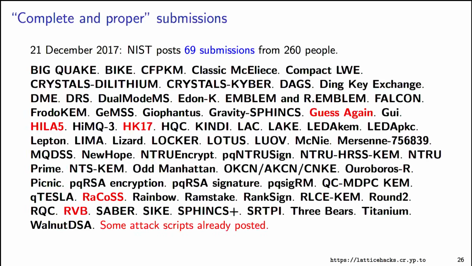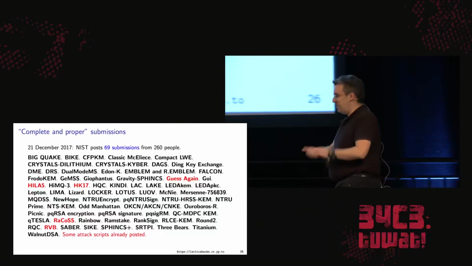3 hours after NIST posted this list of submissions, Guess Again is in red there. Lawrence Penny, who might be in the audience, and in any case, he'll be able to see the videotape later, posted a script which retrieves a Guess Again plaintext from a ciphertext without the secret key. So that's the end of Guess Again. And that was, okay, 3 hours and 10 minutes. That's good work. All right, Lawrence.